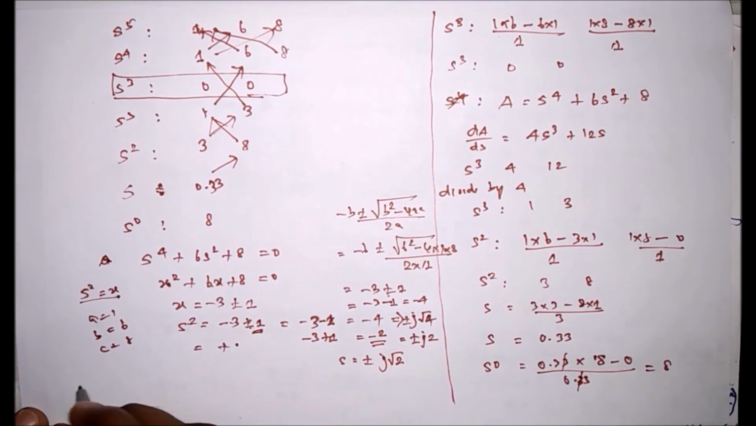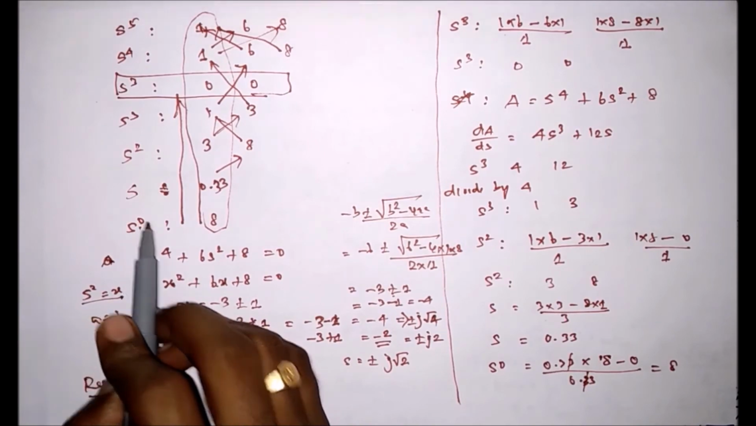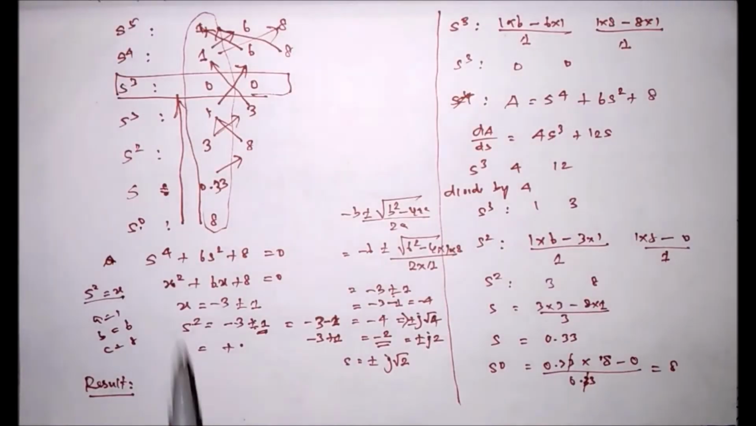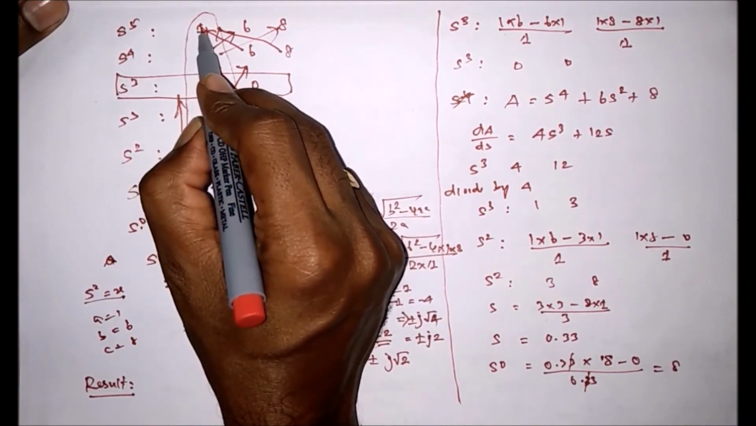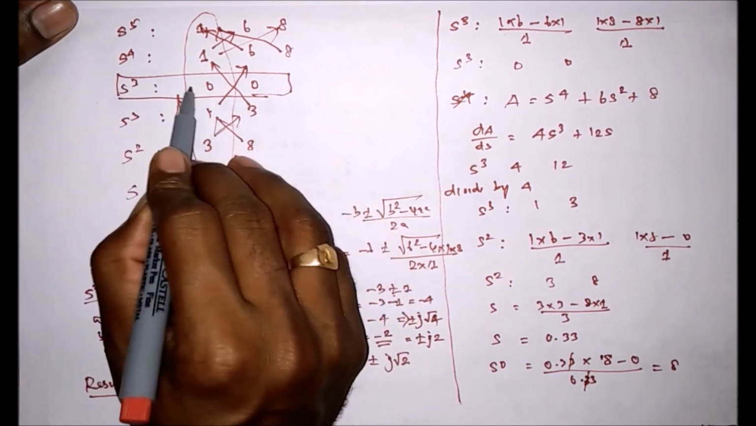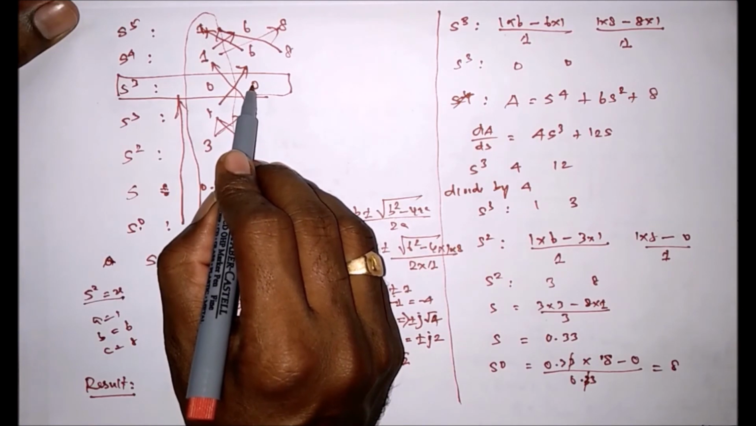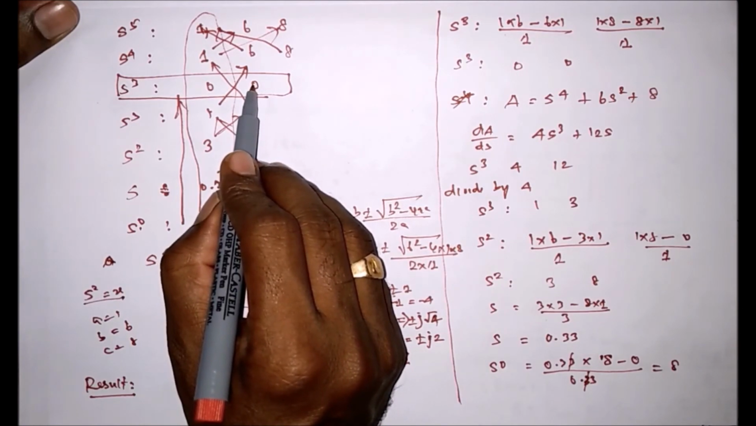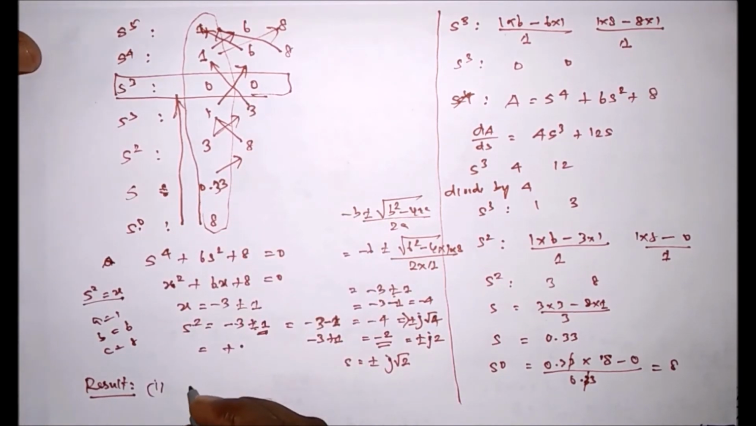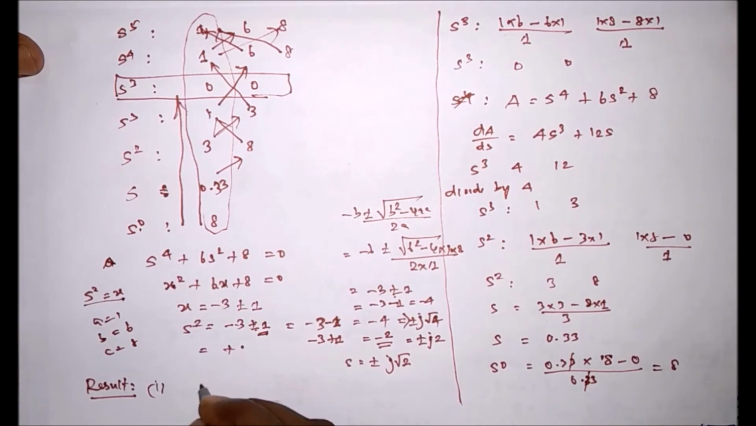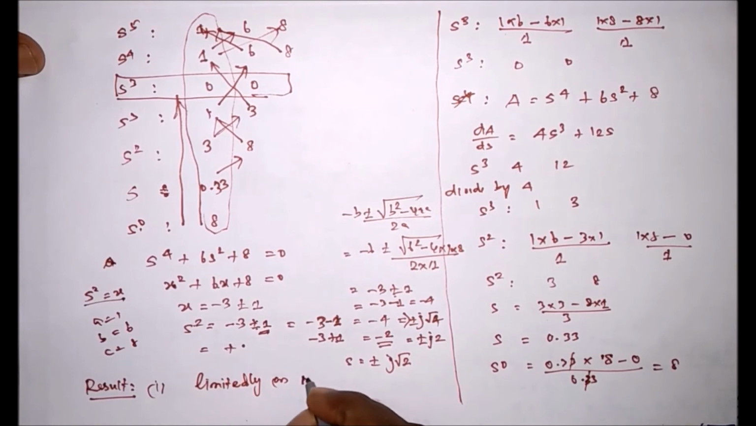From this we can conclude the result. If we take from s power 0 to s power 6 in the first column, all values are positive, but in a particular row all values are 0. This 0 indicates that there are roots lying on the imaginary axis. So from that we can easily conclude the system is limitedly or marginally stable.